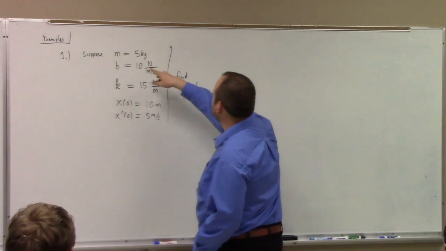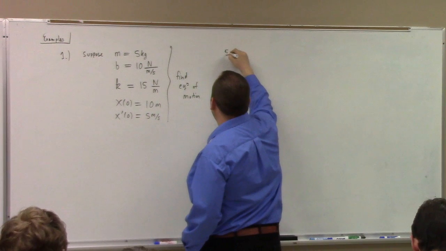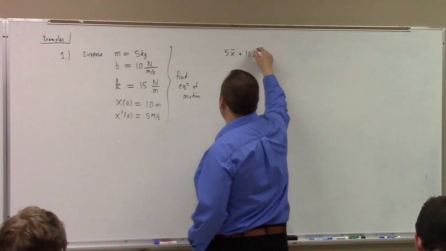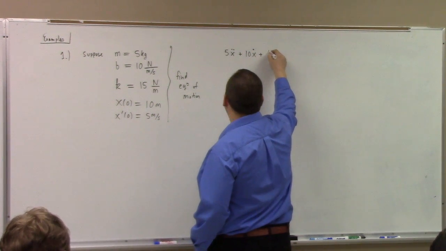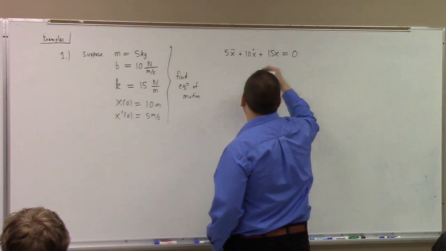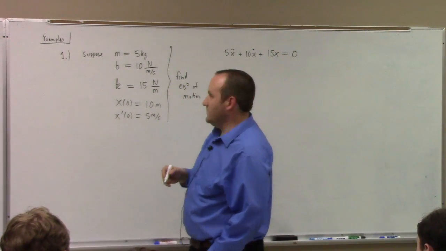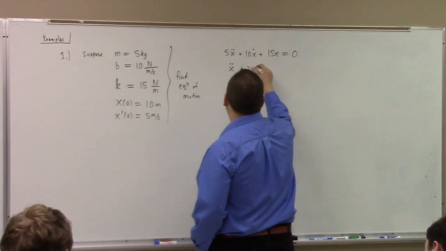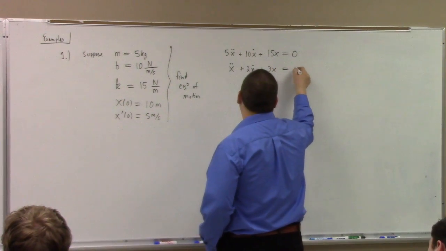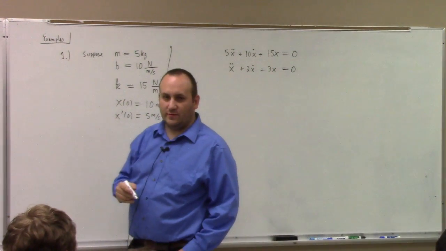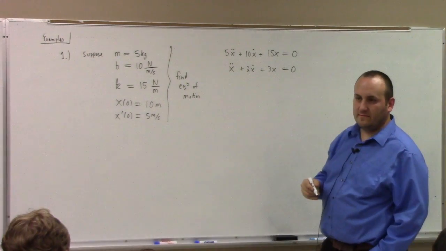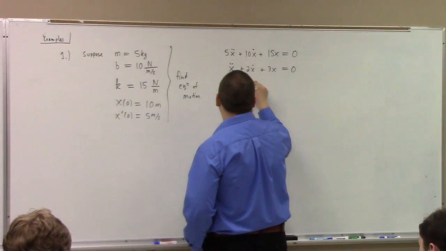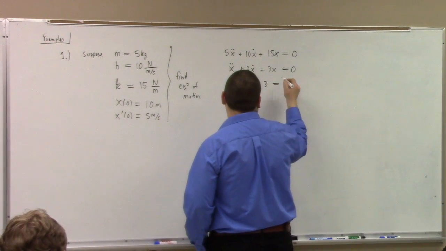So this one gives me what? I get 5 x double dot plus 10 x dot plus 15x equals 0. Let's make this simpler. Let's divide by 5. You don't want to work with the 5, right? So we have lambda squared plus 2 lambda plus 3 equals 0.